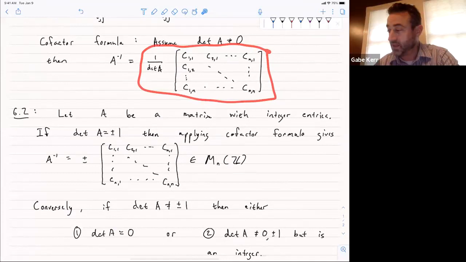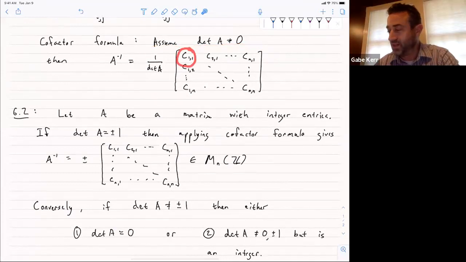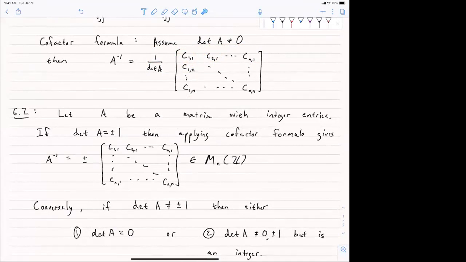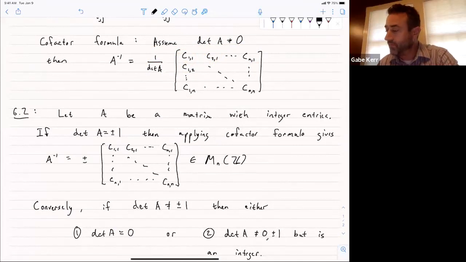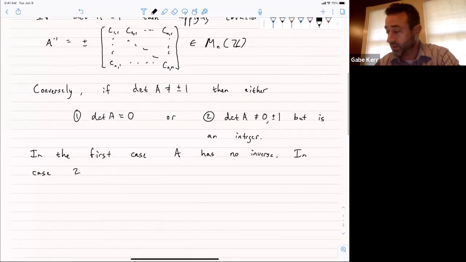And the reason is because who knows what these integers are? Maybe they're all divisible by the determinant of A. Maybe when you bring that 1 over the determinant of A in, you still get integers in all of these entries. I don't know, right? Those are complicated formulas going into those things. However, you have something a little more appealing that you can use.